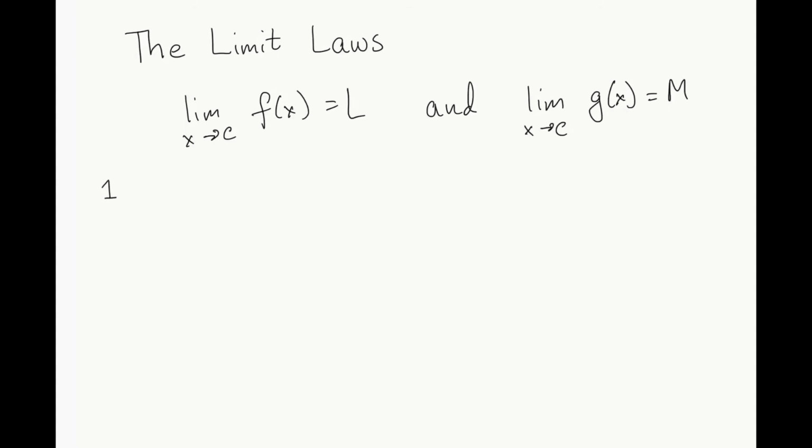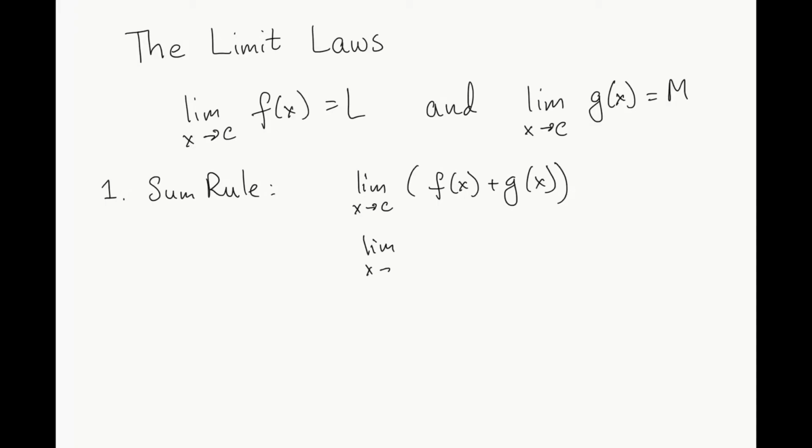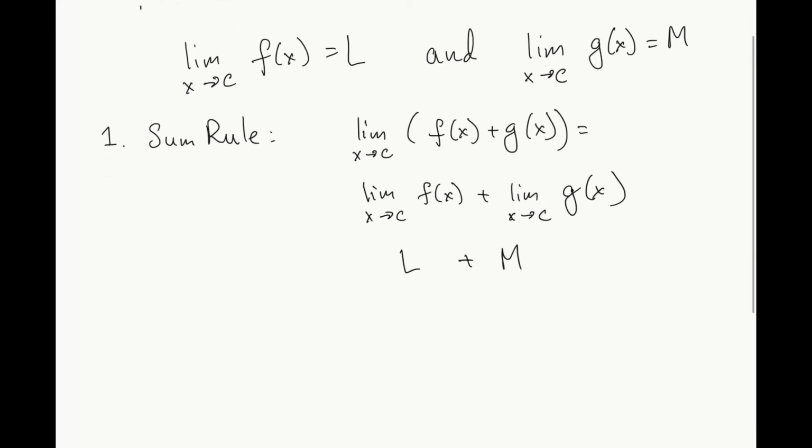So the first rule deals with sums, so it's called the sum rule. If we're taking a limit of two functions that are added to each other, then we can distribute the limit in, so it's equal to the limit as x goes to c of f of x plus the limit of g of x. We know that the limit of f of x at c is L and the limit of g of x at c is m. So that's the sum rule.